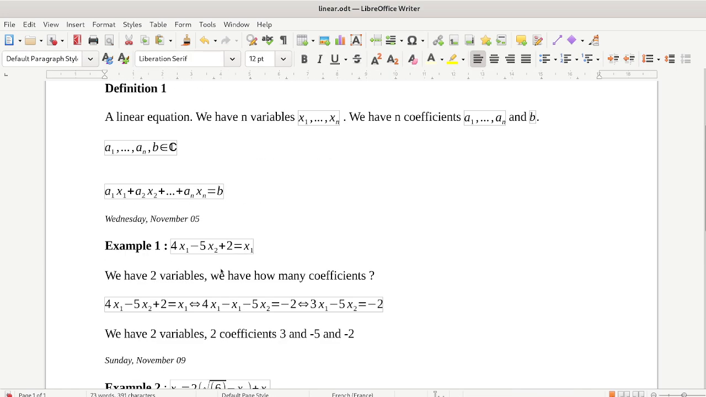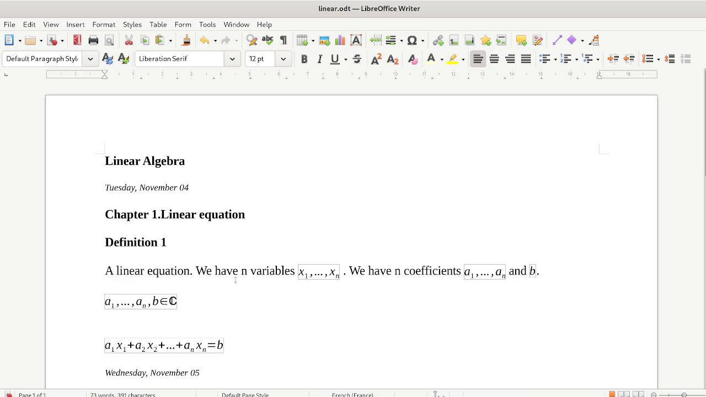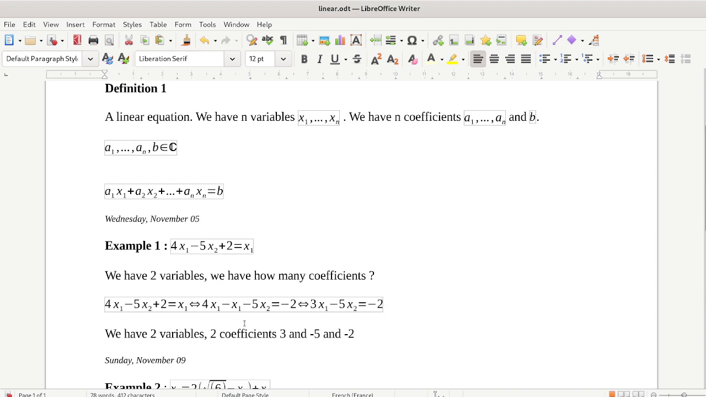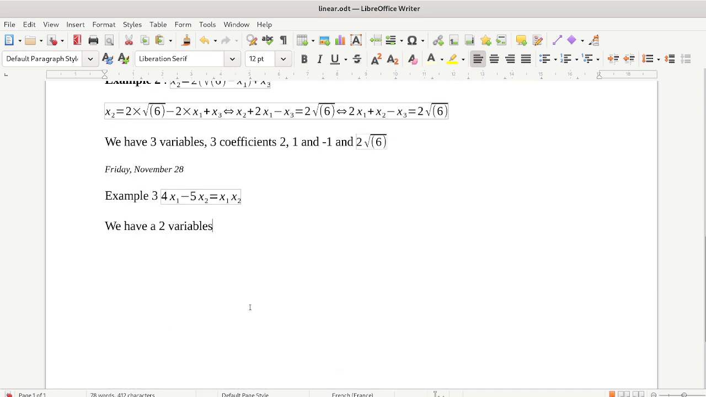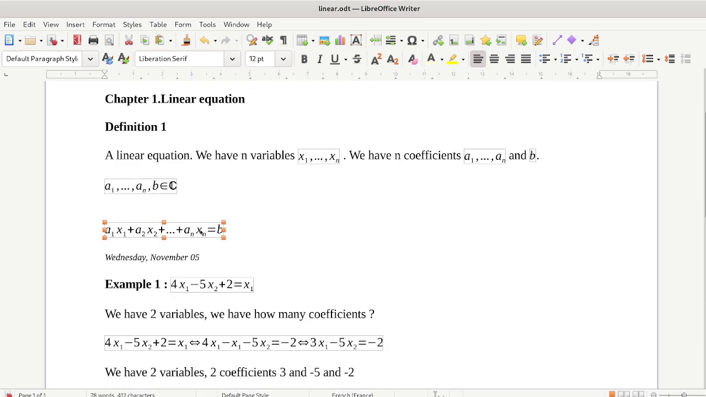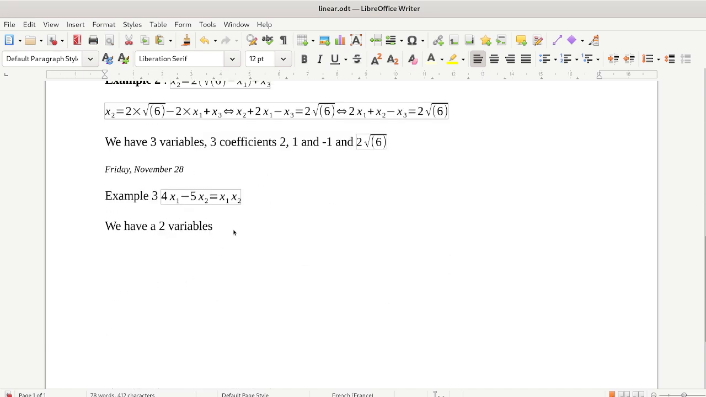So we come back to the definition. Definition of a linear equation: we have n variables. See, we have two variables, x1, x2, and we have n coefficients a1 to an. And we have two coefficients here. But the form of a linear equation has to be written like that. And we have something like x1 and x2.